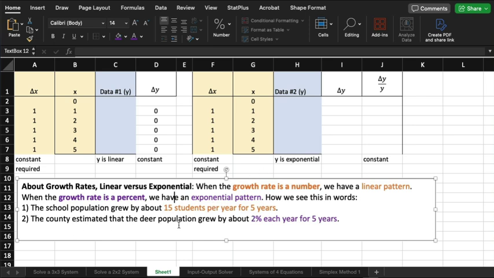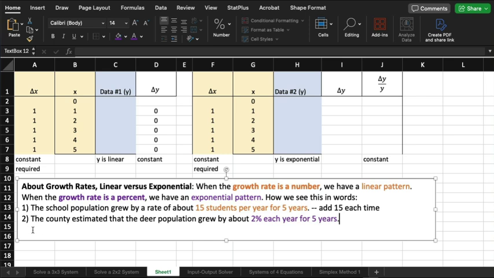So we have two examples here that we're going to look at. The first example states the school population grew by a rate of about 15 students per year for 5 years. So I want you to notice that the 15 students is a number. It's not a percent. So when we fill in our table, we are going to add 15 each time to our population. What are we adding in the second situation?